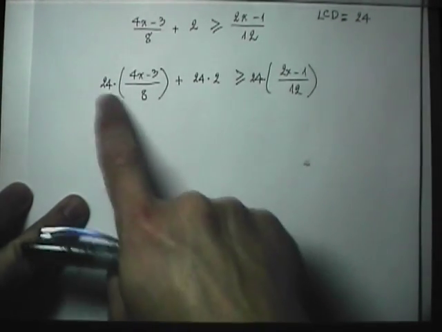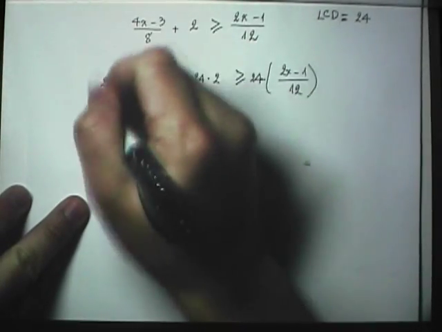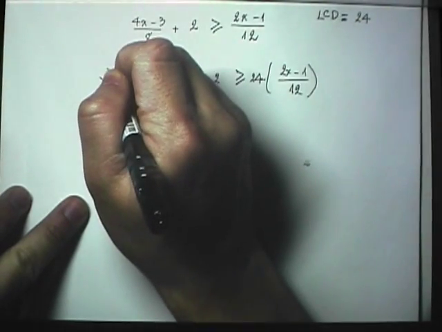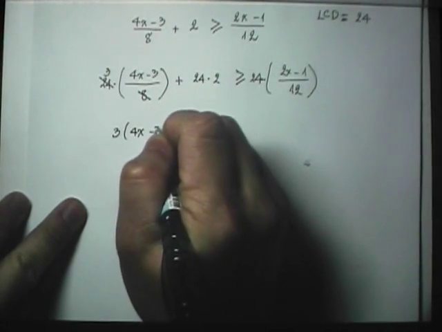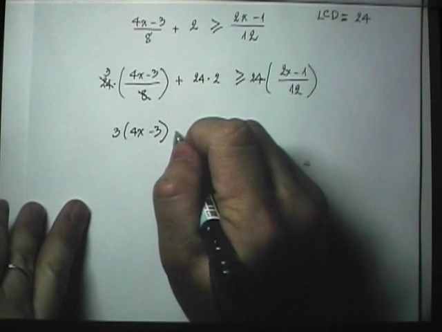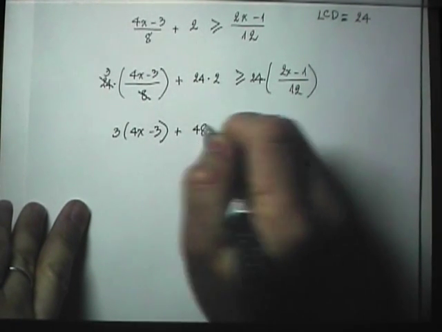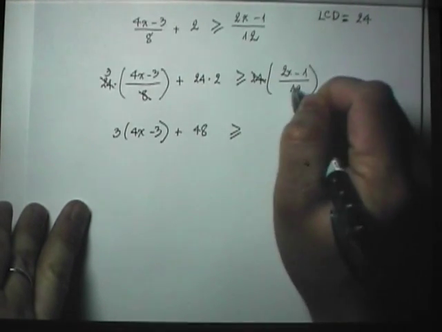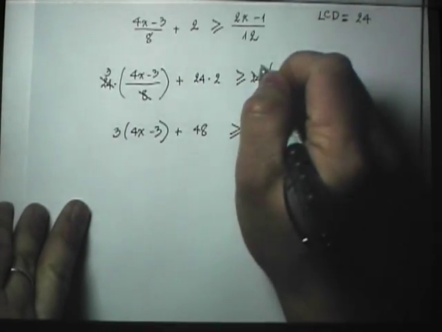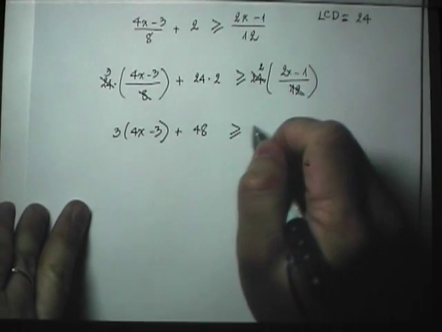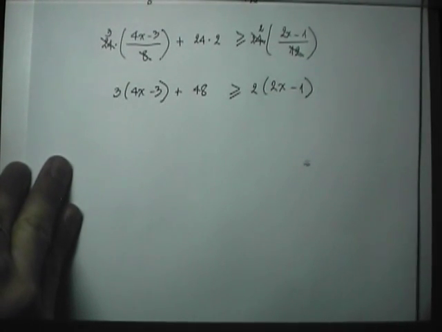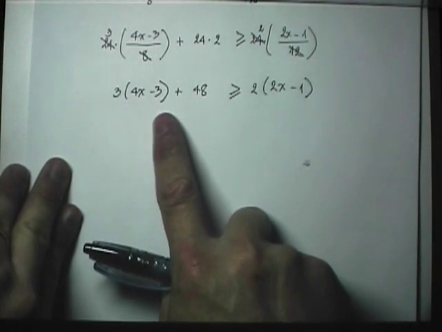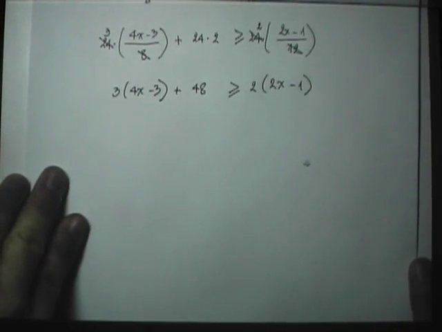The whole purpose of multiplying by 24 throughout all the terms on the two sides is that I want to clear the denominators away. On the first term, 24 cancels with 8, and 24 has a 3 as a factor, so I have 3 times (4x minus 3) remaining. Plus 24 times 2 is 48, greater than or equal to, 12 cancels into 24 and there's a 2 left, so we have 2 times (2x minus 1). Now I turn into a different inequality, and the good thing is we're completely out of denominators. We cleared all the fractions away.